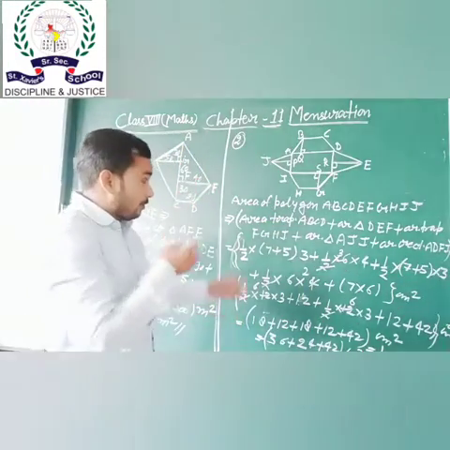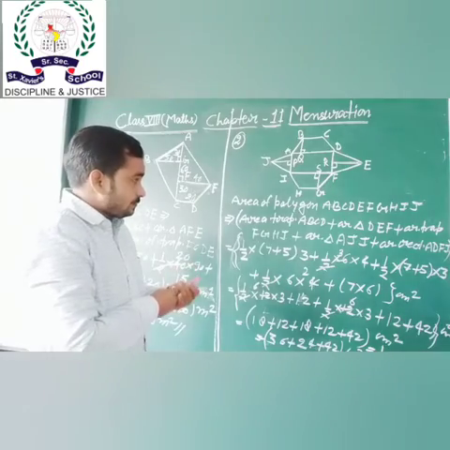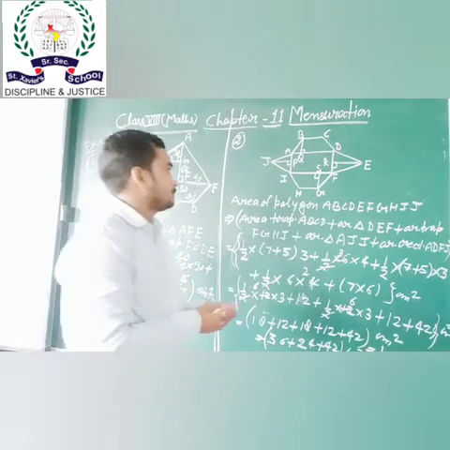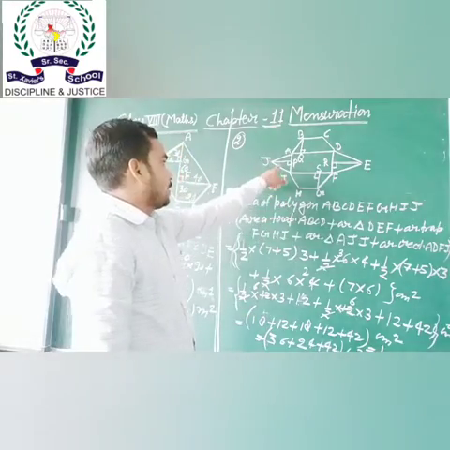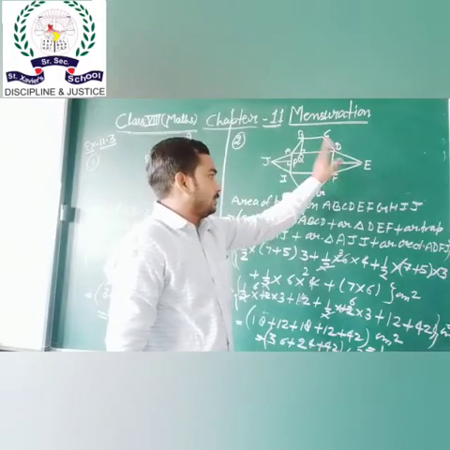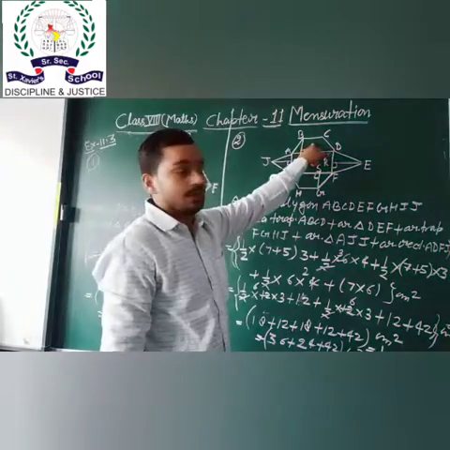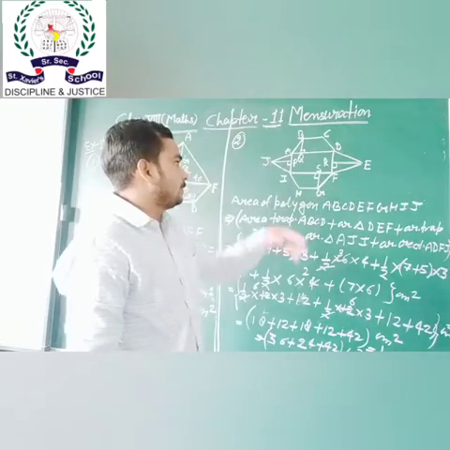We divide the polygon into 5 parts. The area of this triangle is the same as the area of this triangle, and the area of this trapezium is the same as the area of this trapezium.